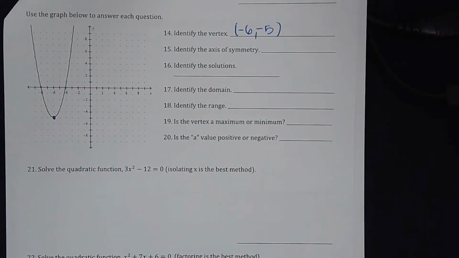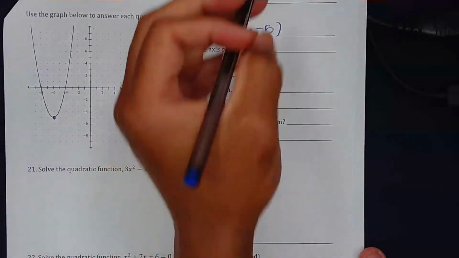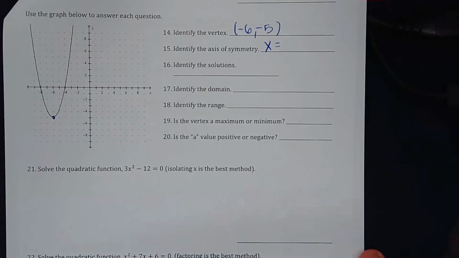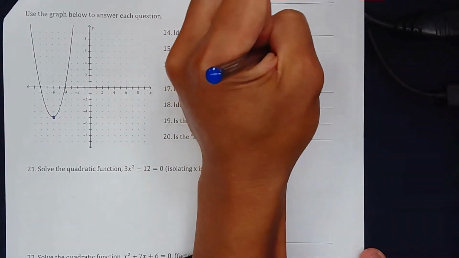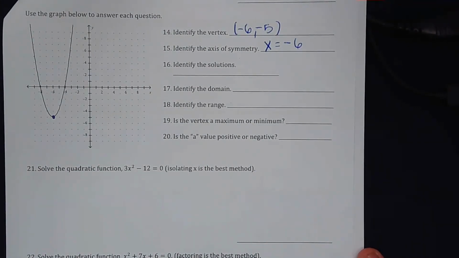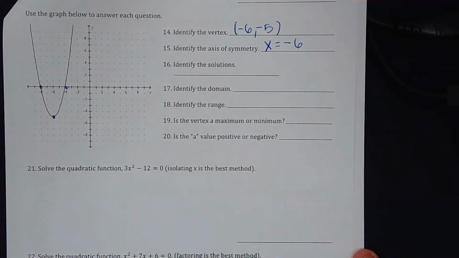Identify the axis of symmetry. So as I said with the previous problem, same thing. We write x is equal to, and then you just write the x coordinate. x is equal to negative 6. All right, identify the solutions. So the solutions are our x-intercepts, wherever it crosses our x-axis. Negative 8, negative 4.